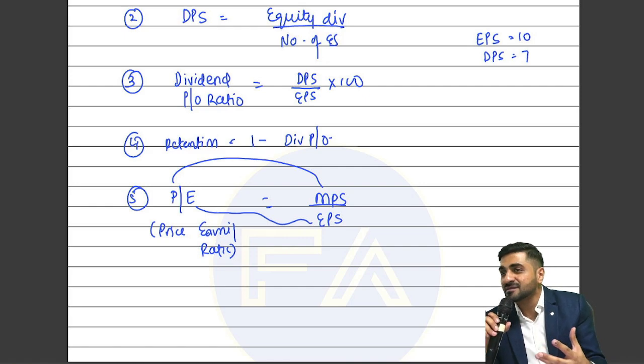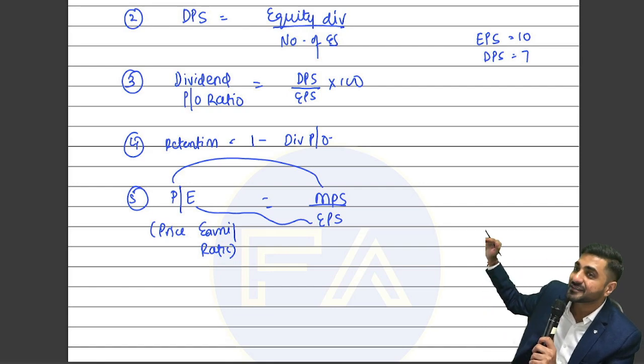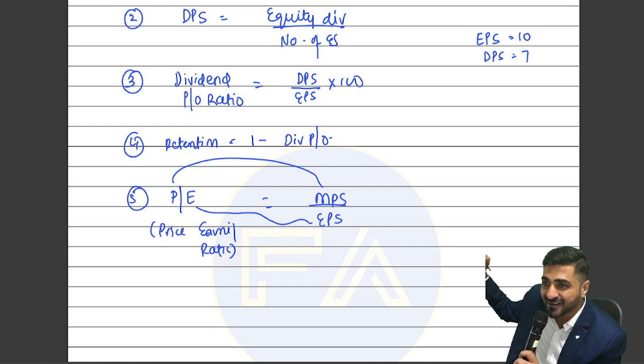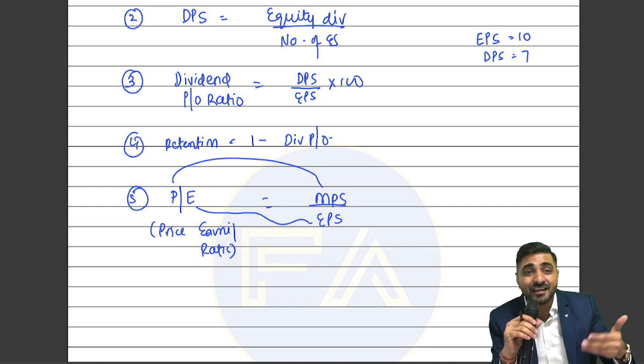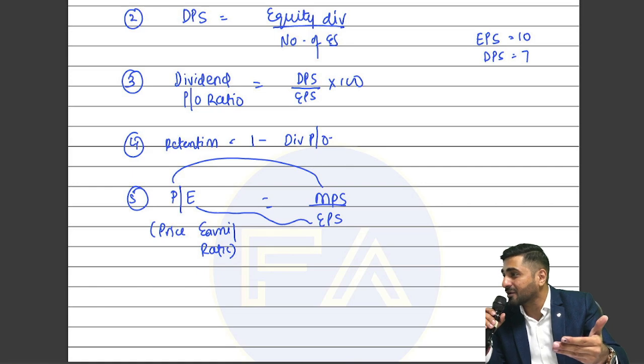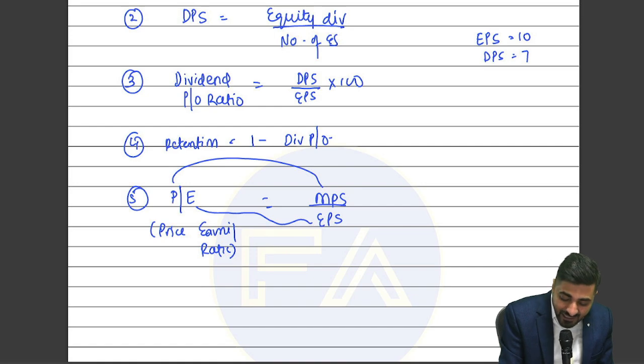Many times market price is an outcome of demand and supply. If people are demanding a particular company's shares, the share price will go up. So it is an indicator of demand, right? So higher the P/E ratio, higher the demand. Can I say higher the willingness of the equity shareholder to pay for that particular share? Yes, sir. P/E ratio is MPS by EPS. It's an indicator of demand. If this ratio is higher, willingness is also higher.